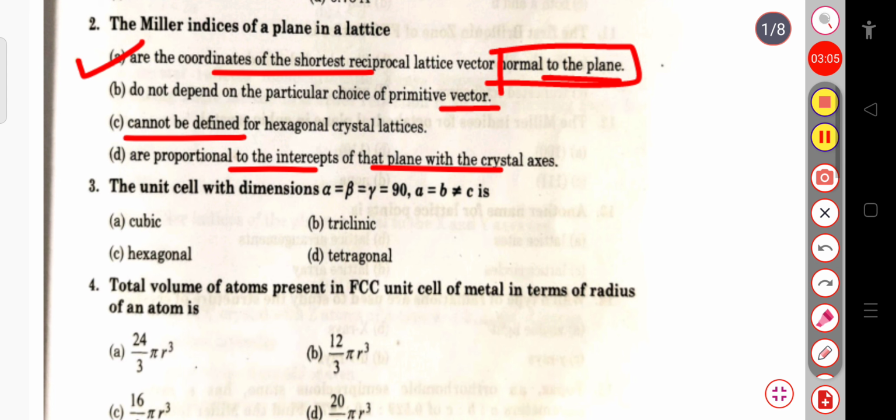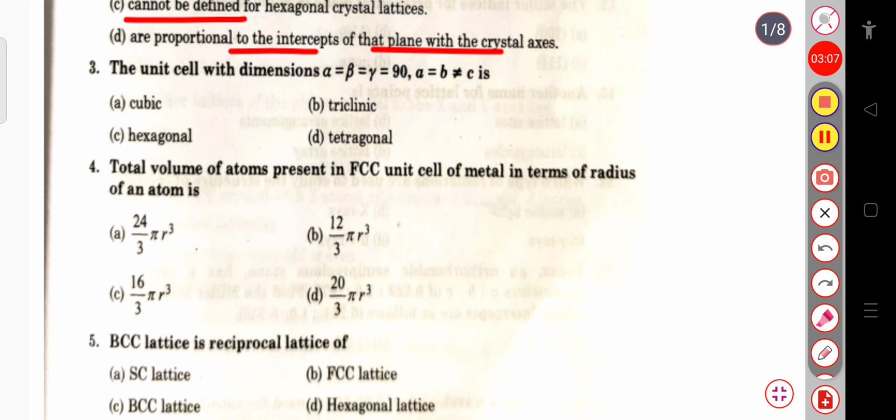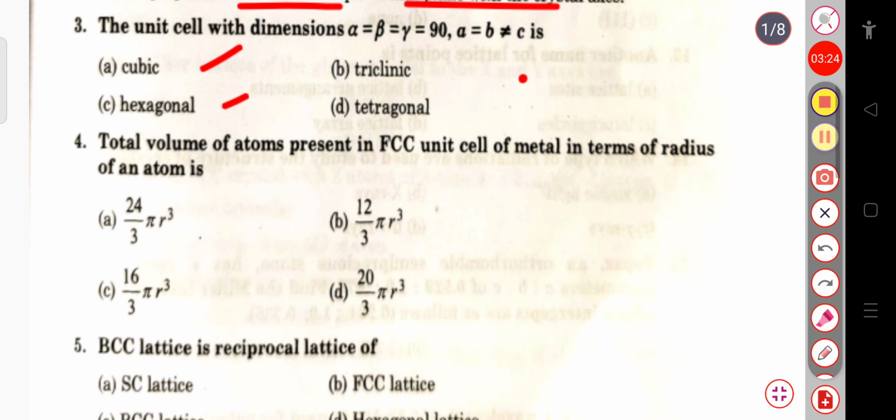So let us see the next question. The unit cell with the dimensions alpha equal to beta equal to gamma equal to 90 degree, and a equal to b not equal to c, defines a cubic lattice, or a hexagonal lattice, or a triclinic lattice, or a tetragonal lattice. So the correct answer will be the tetragonal lattice.